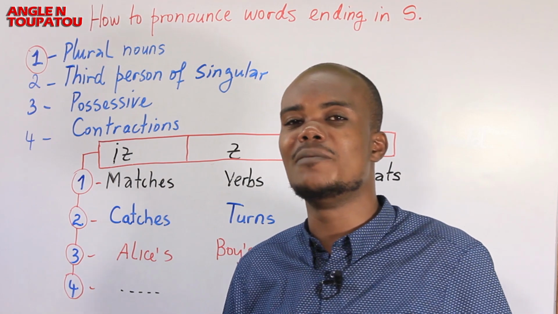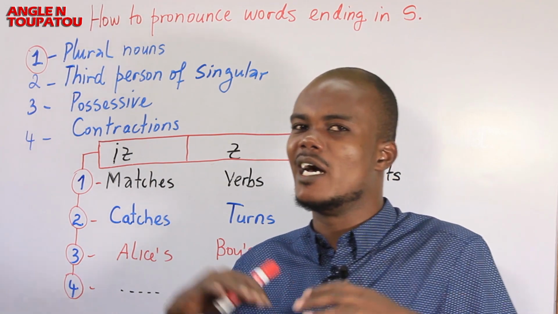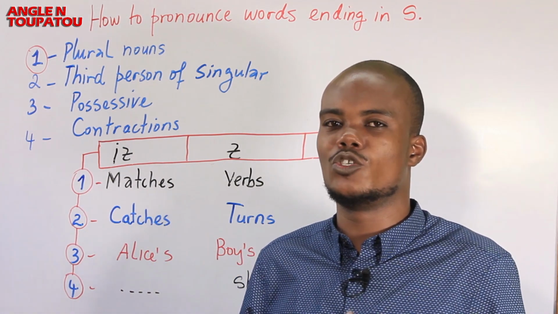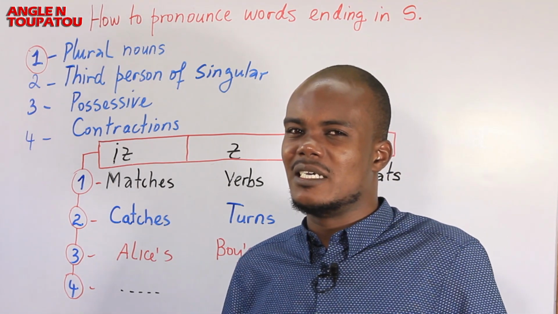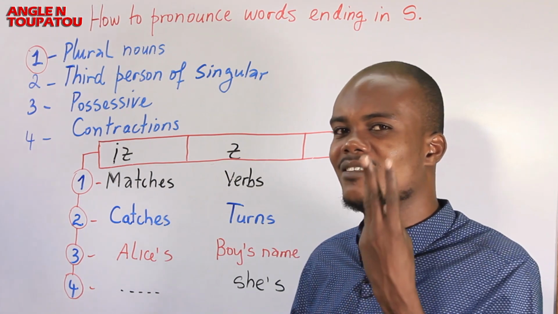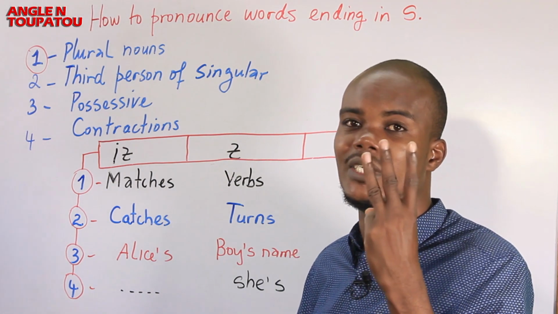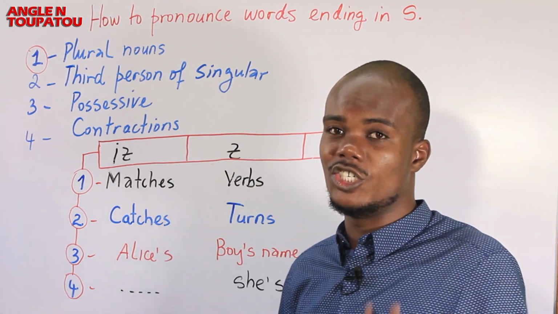You know, in present simple, there are some verbs, I mean, to respect this rule, they terminate by S. And this S can be pronounced in three ways. This is what I am teaching you.